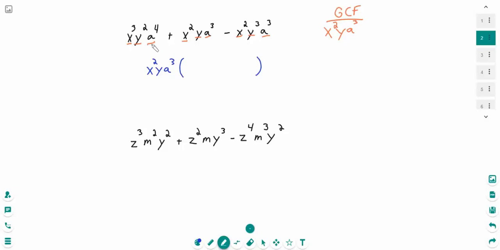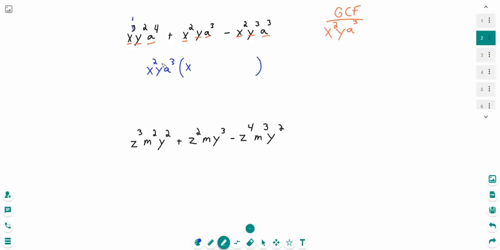So let's take the first term here, x to the third. Well, what did the greatest common factor have? The greatest common factor had x to the second. So if we have 3 x's and we're taking the 2 x's away, we're left with just 1 x here. So the leftovers here are 1x.